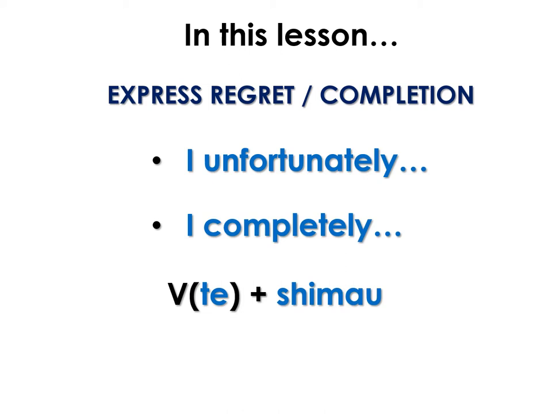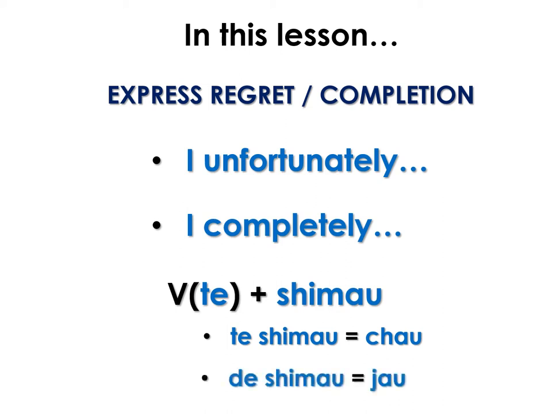Now, because what's completed can't be undone, the te-shimau conjugation is used to convey regret or the feeling of having made a mistake or having done something that one shouldn't have. Shimau is also conjugated here into the past and formal, as we'll see later, but not into the negative. And in plain language, te-shimau is often abbreviated as chau for te-shimau and jau for de-shimau when the te form of the verb is ide or nde.